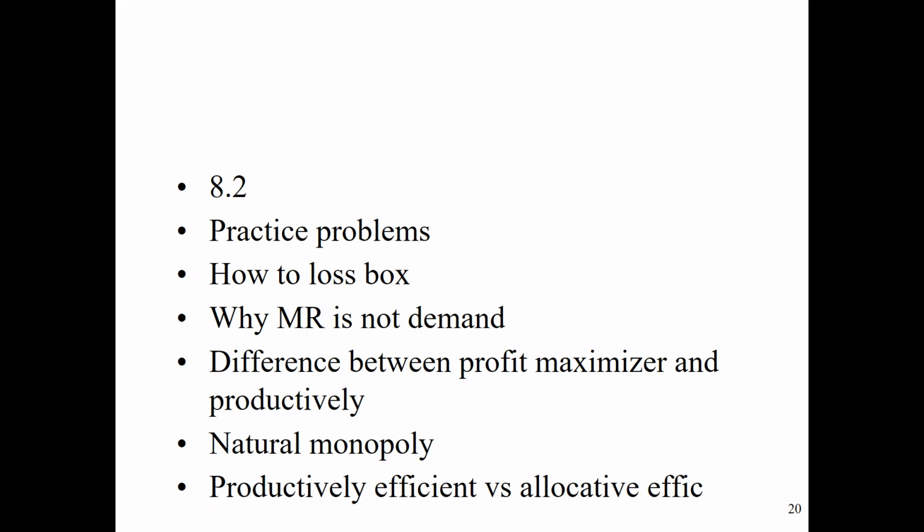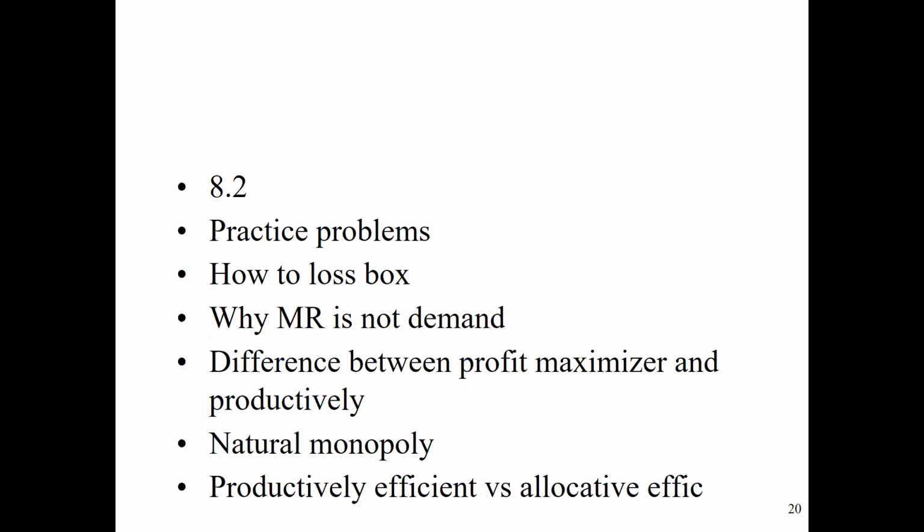Is productively efficient always when it crosses MC, or just when ATC is lowest? By definition, Oliver, when ATC is at its lowest, MC crosses it. Think of an average: as the additional test comes in above ATC, it's going to pull the average up.